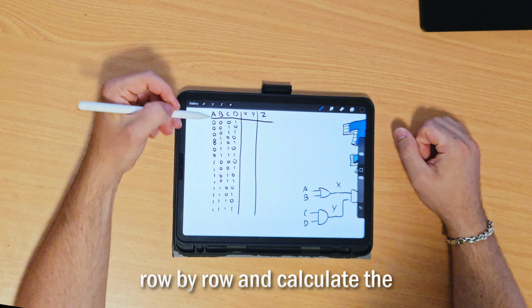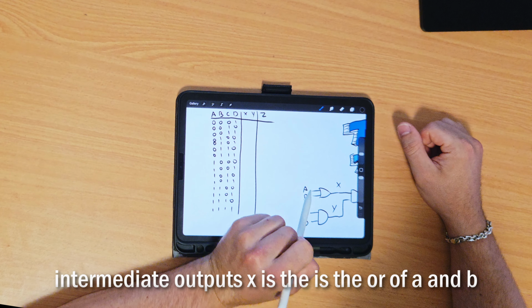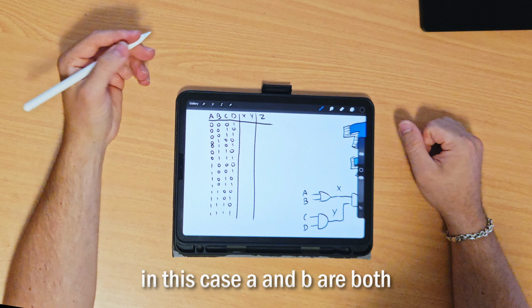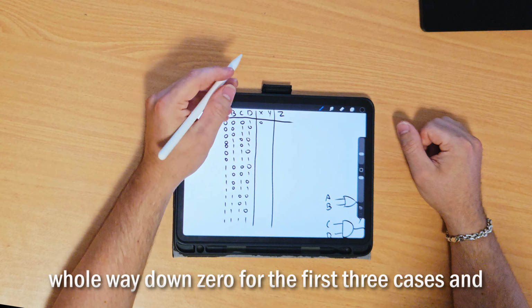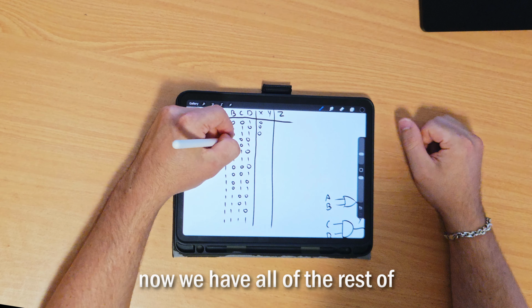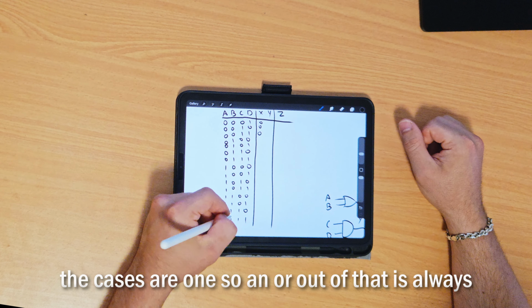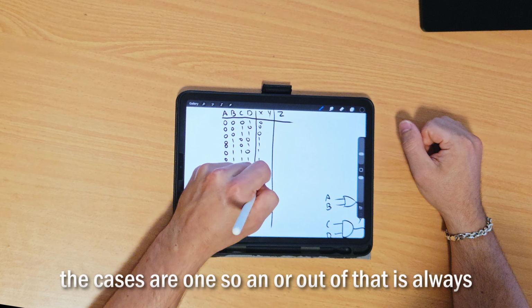Righto, so let's go row by row and calculate the intermediate outputs. X is the OR of A and B. So in this case, A and B are both 0. X is going to be 0. Now let's go through and just compute A or B the whole way down. It's 0 for the first 3 cases, and now all of the rest of the cases are 1. So an OR out of that is always going to be 1.